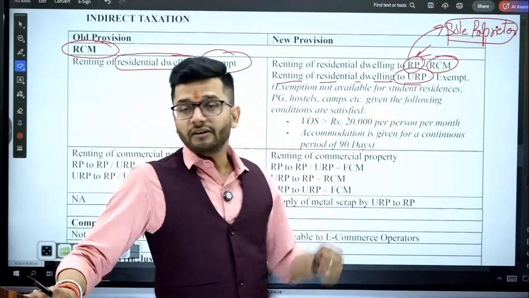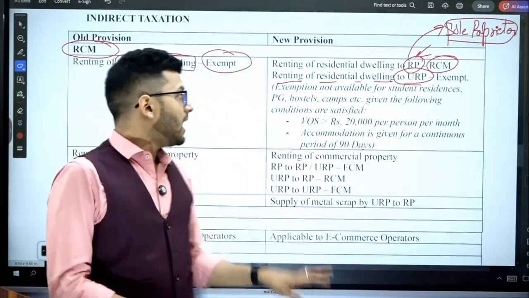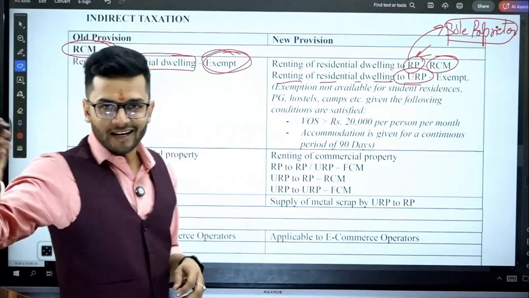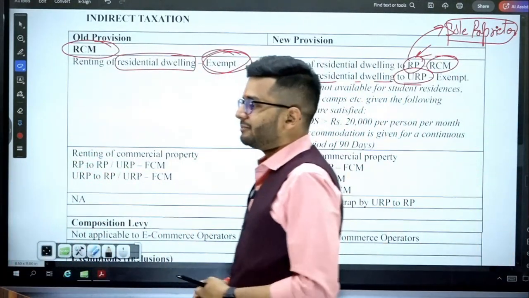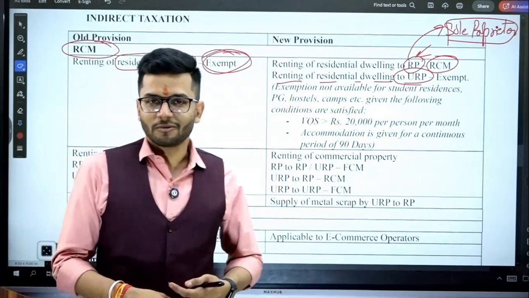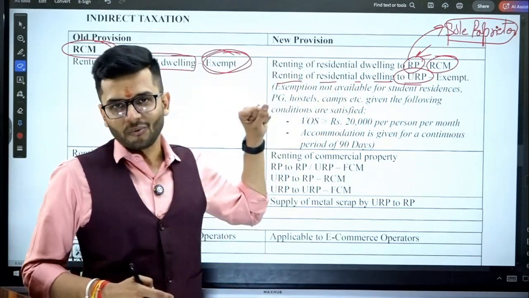If you are an unregistered person, then we are exempt from GST. So the idea was to exempt the common man, right? But in the garb of the common man, even corporates, even big registered persons also got the exemption. So it is withdrawn now.